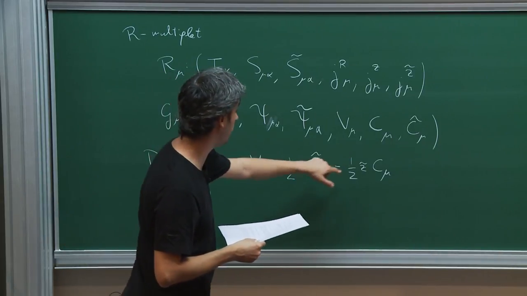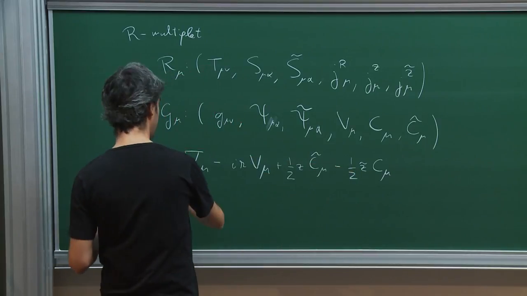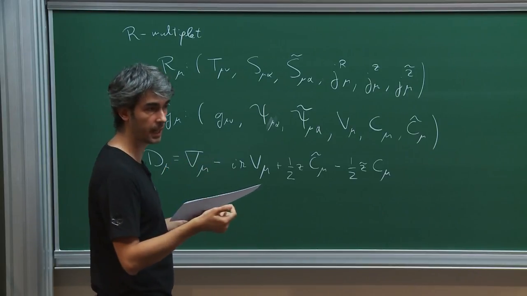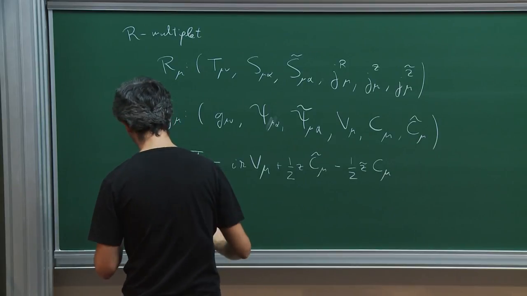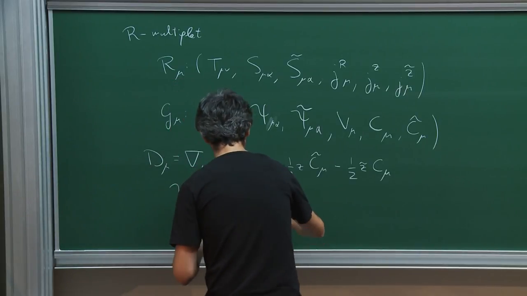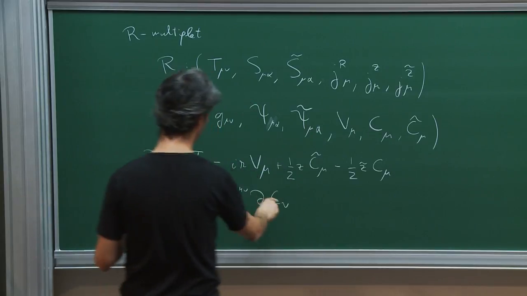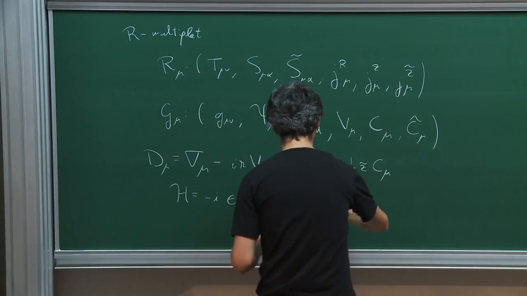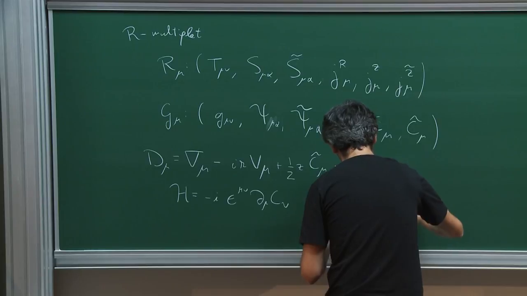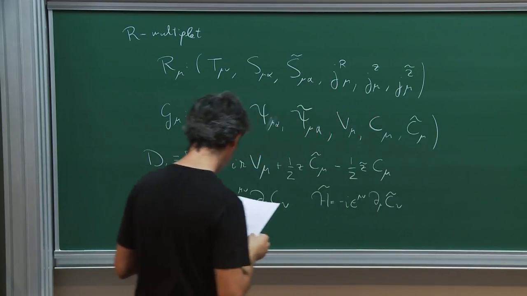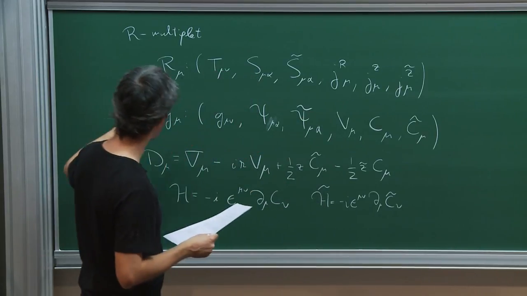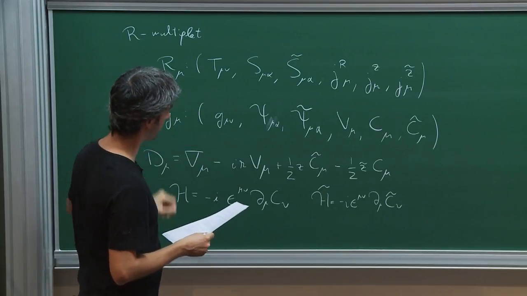It turns out that these fields also appear through their field strengths. But since we are in two dimensions, the field strength is a two-form, and it's convenient to dualize it to a scalar. And so we can use some scalar H, which up to some factor is just the dual to the field strength for C, and then correspondingly there is an H tilde. So these are the fields that appear in the supergravity multiplet, in the graviton multiplet.